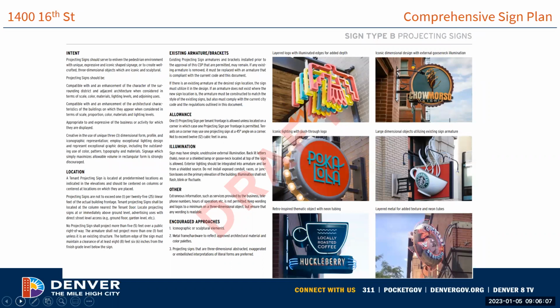So here's the projecting signs. They're proposed in B in yellow in the package. Projecting signs are encouraged to be eye-catching, well-crafted, three-dimensional objects. They will be limited to 12 square feet in area with limited wording and located at the ground level only. Projecting signs shall not exceed 1 per 25 linear feet of building frontage, and all projecting signs will be reviewed by the LVDRC prior to permitting.